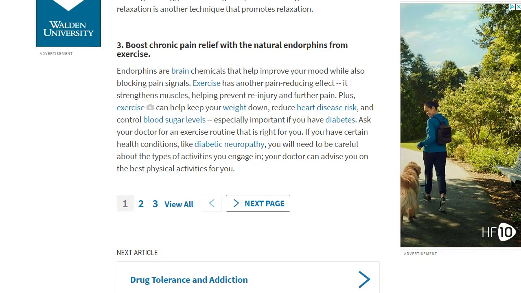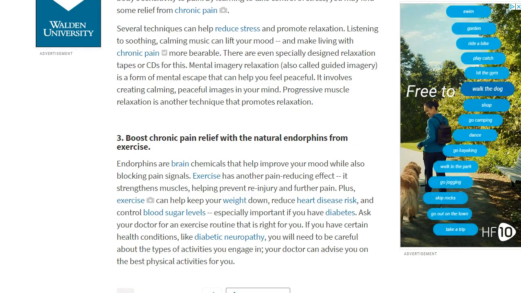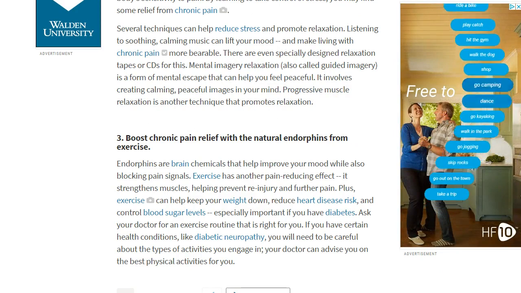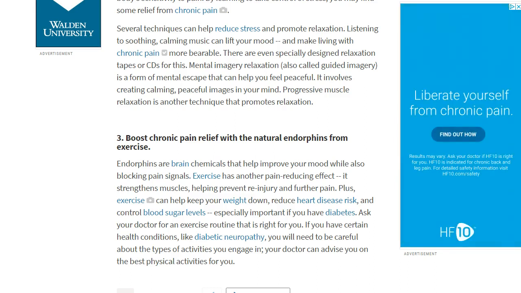Number 2 is boost chronic pain relief with natural endorphins from exercise. Remember, endorphins are brain chemicals that help improve your mood while also blocking pain signals. So exercise has another pain reducing effect. It helps to strengthen muscles, helps prevent re-injury and further pain.